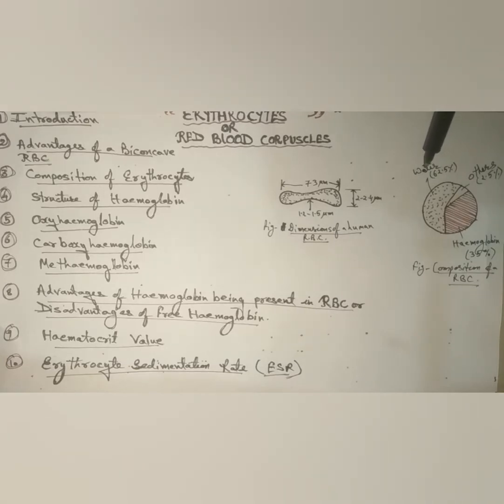The number of RBC at birth is 6 to 7 million per cu mm. Adult males have 5 to 6 million per cu mm, average 5.5, and adult females have 4.5 to 5.5 million per cu mm, average 4.8. Next, advantage of biconcave RBC.